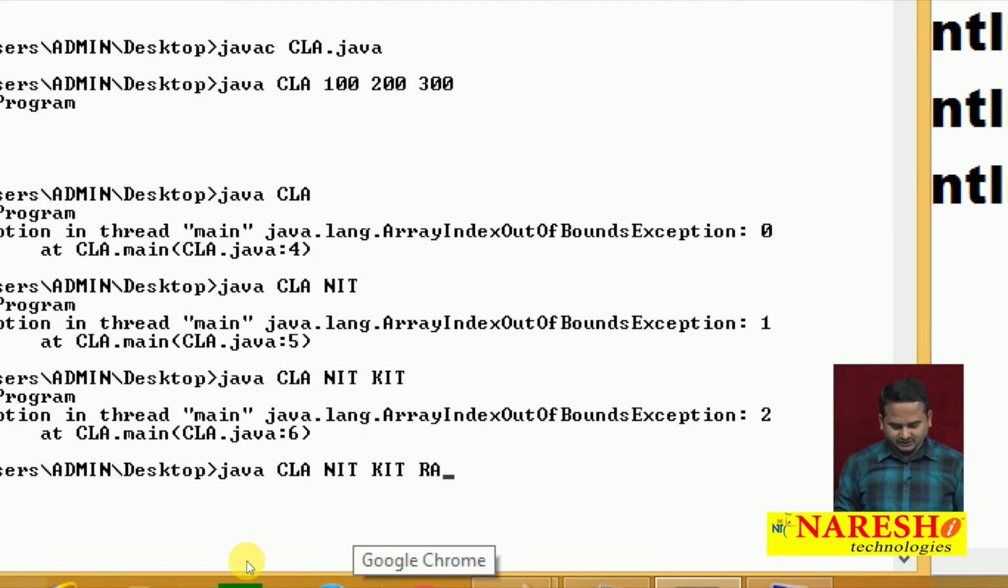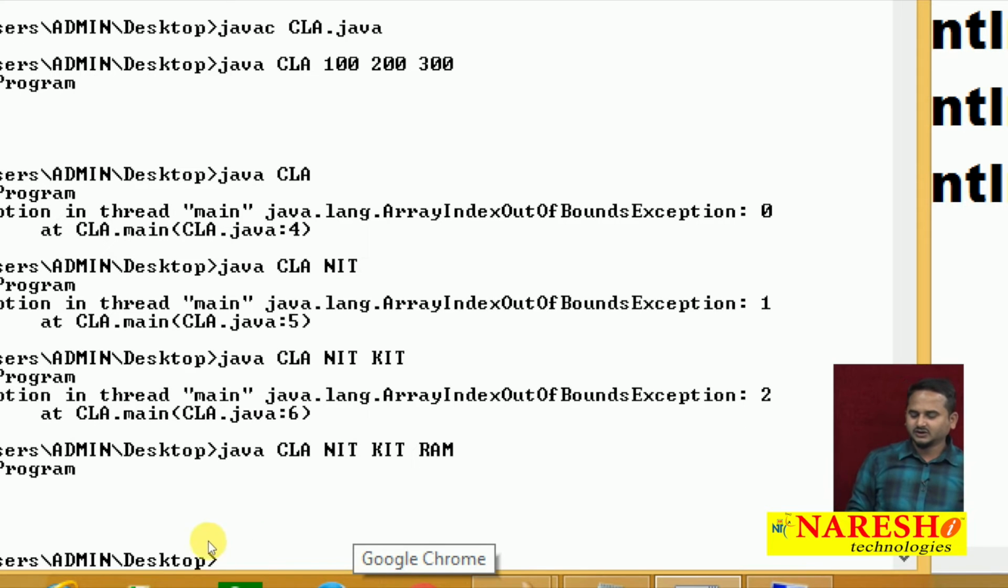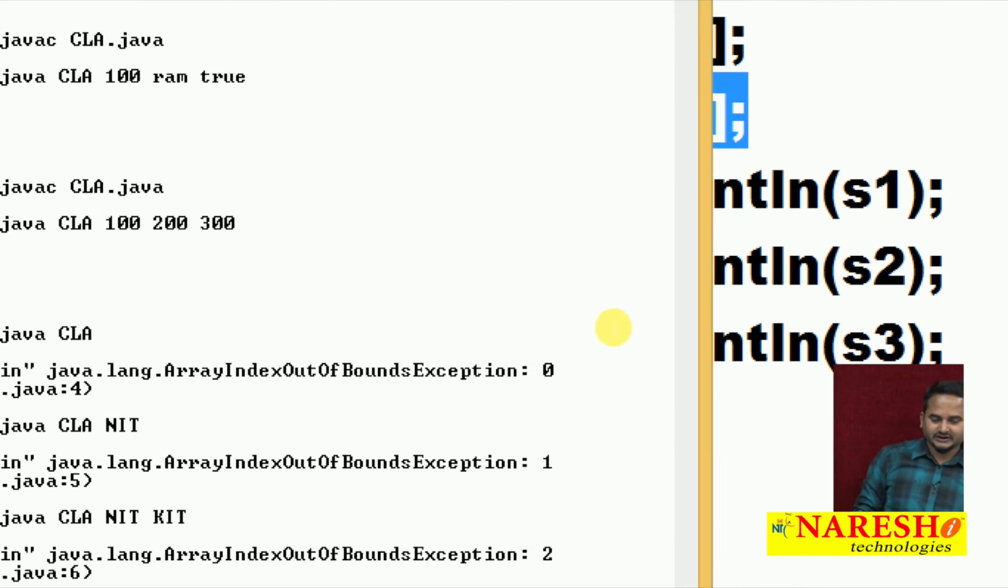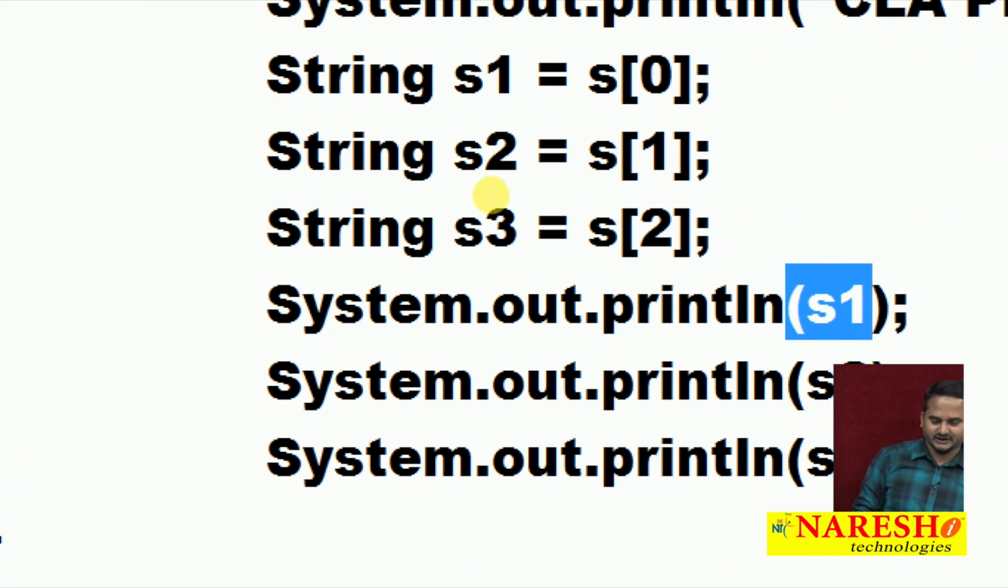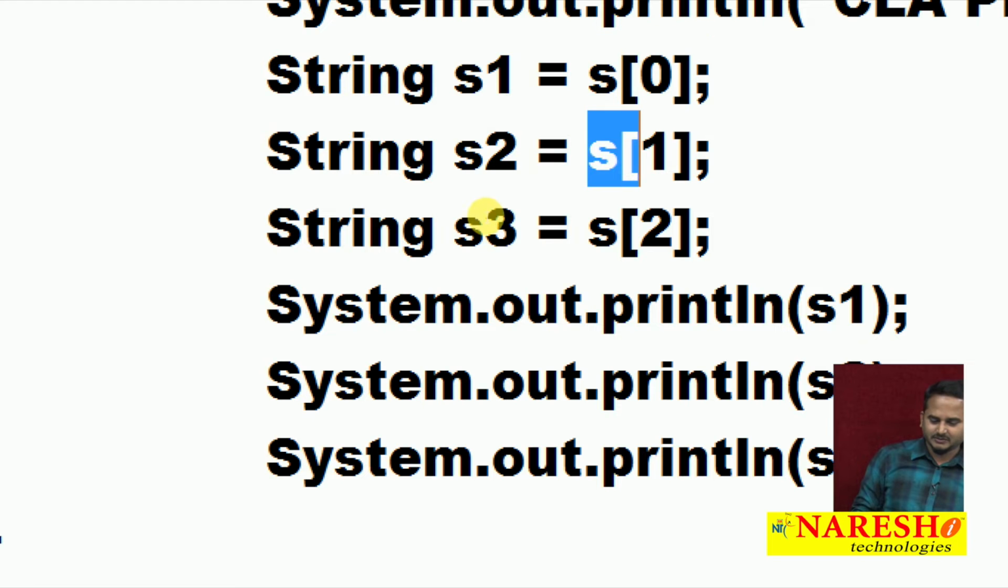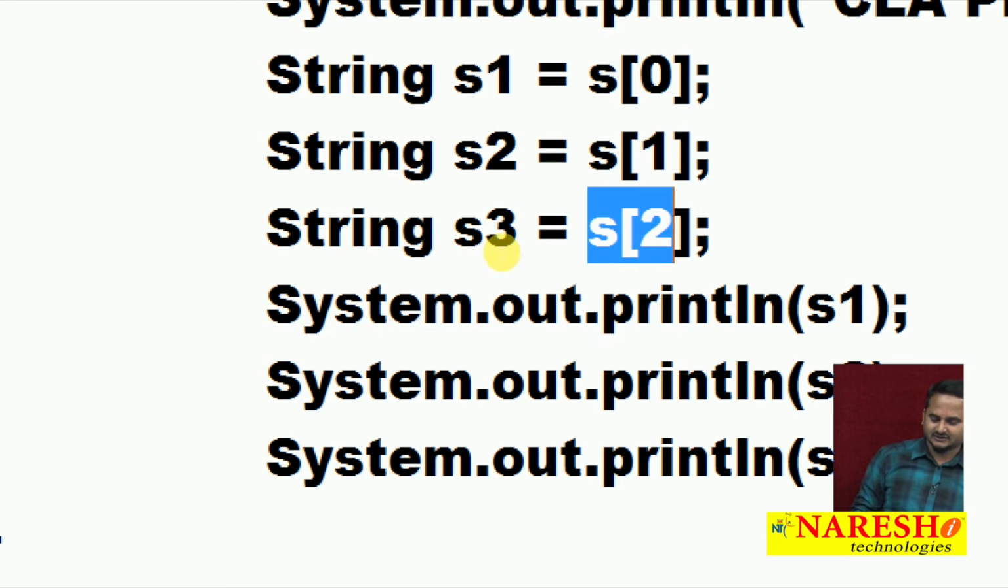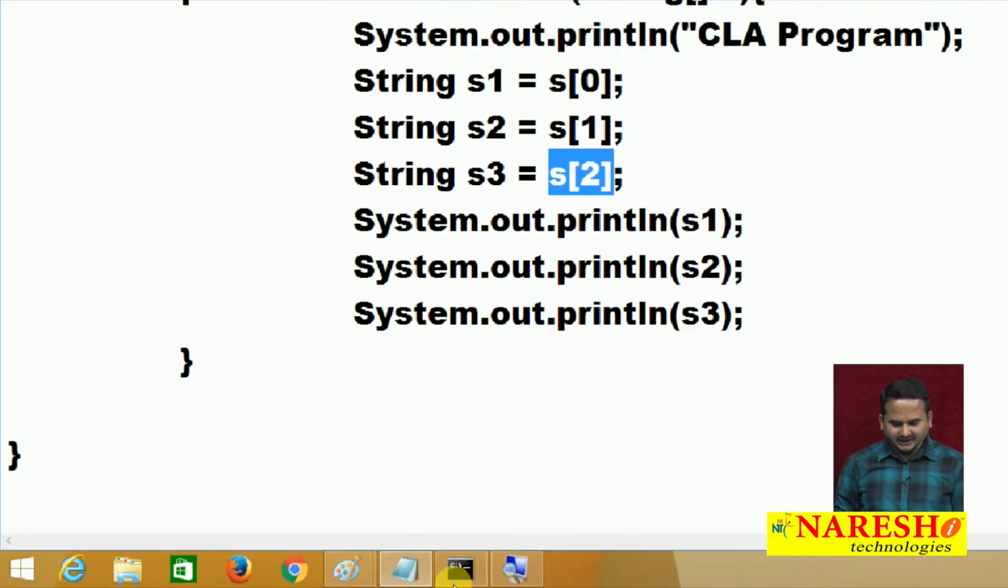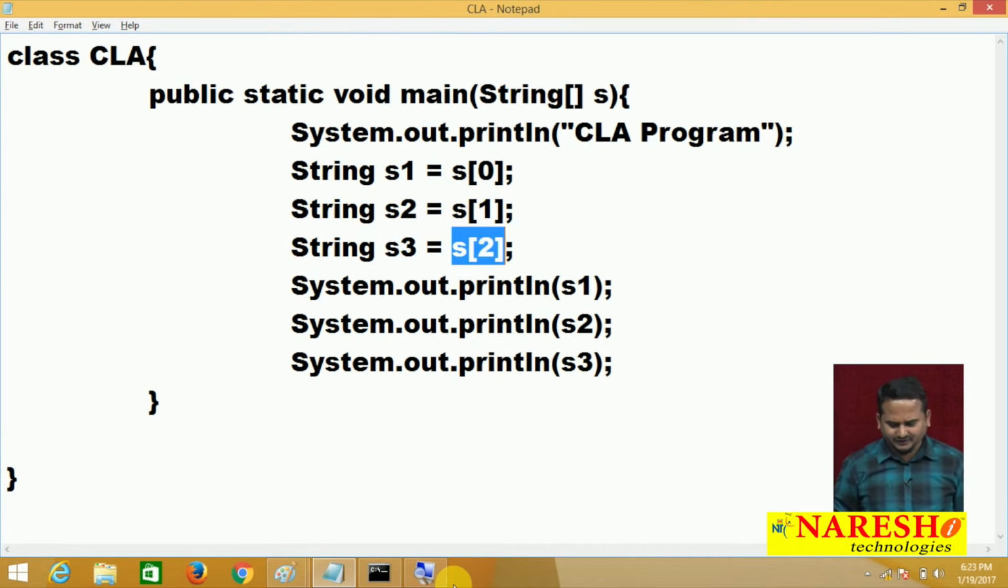Here I am sending RAM. Now NIT will be placed into S of 0, KIT will be placed into S of 1, and S of 2 will be holding RAM. This is a common error we are going to face.